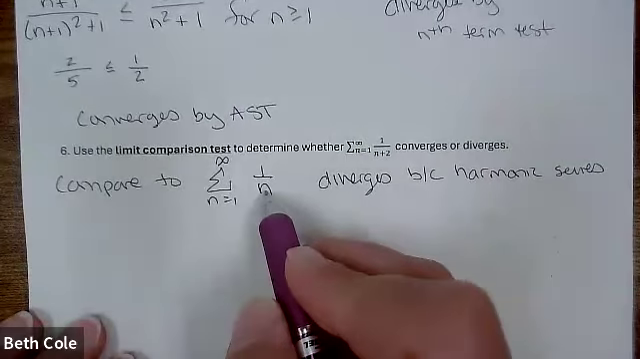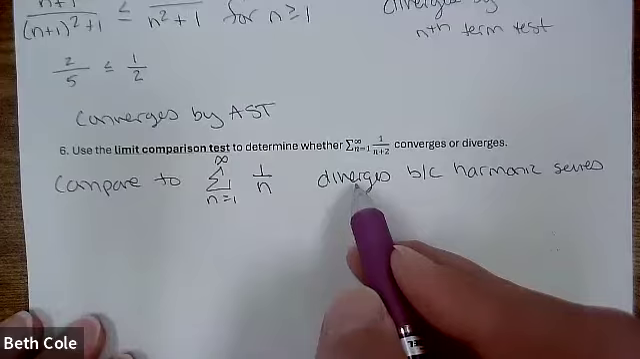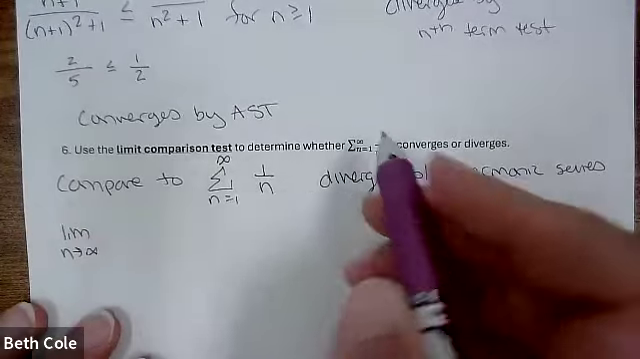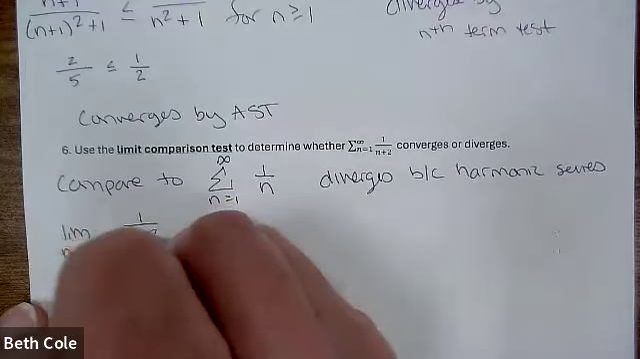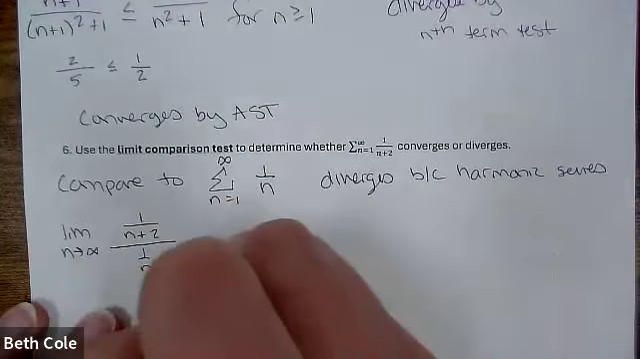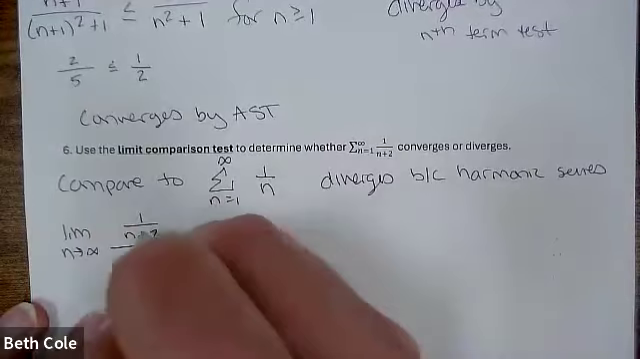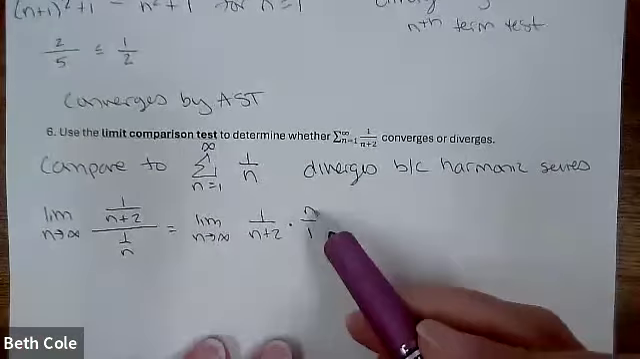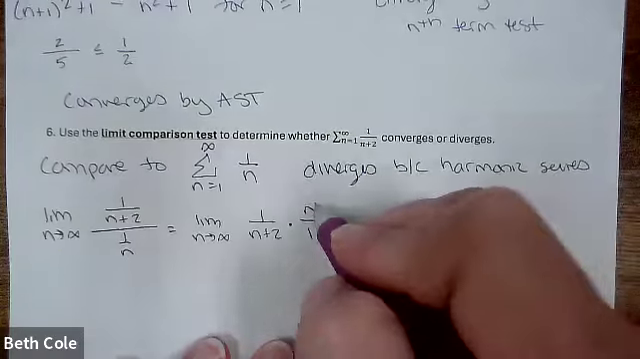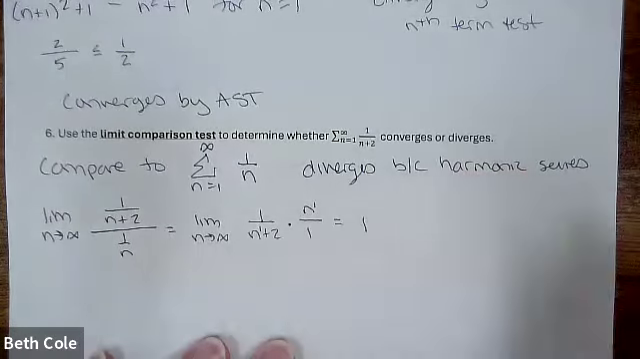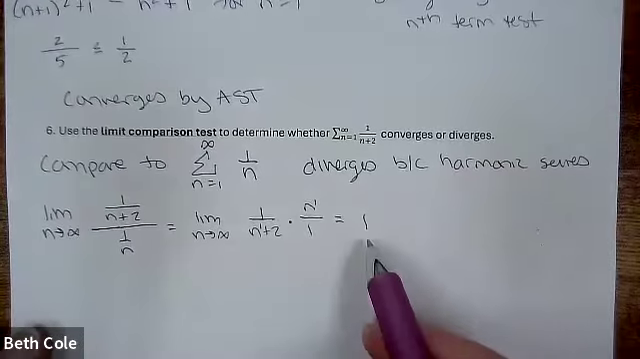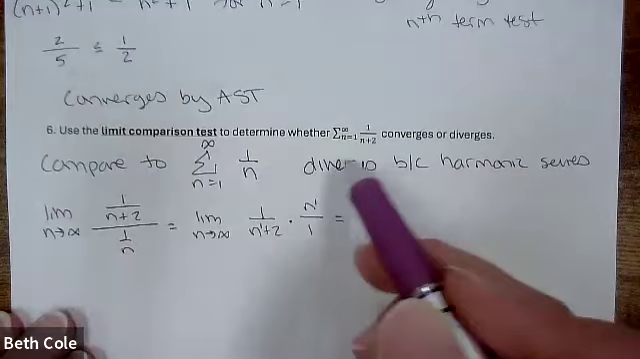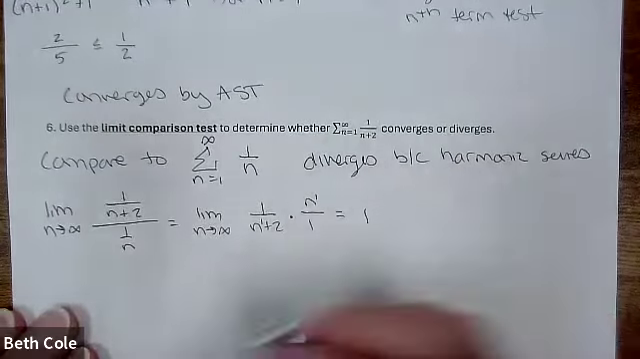So we did a comparison. We showed the one that we compared to diverges. And then we're going to do limit as n goes to infinity of the series we were talking about over the one we compared it to. So this is going to be 1 over n plus 2, and then we're going to multiply by the reciprocal of this. So numerator is power of 1, denominator is power of 1. Again, your coefficients are 1, so it comes out to 1. That's a finite number. And so since the series we compared to diverges, that means the original series diverges too.